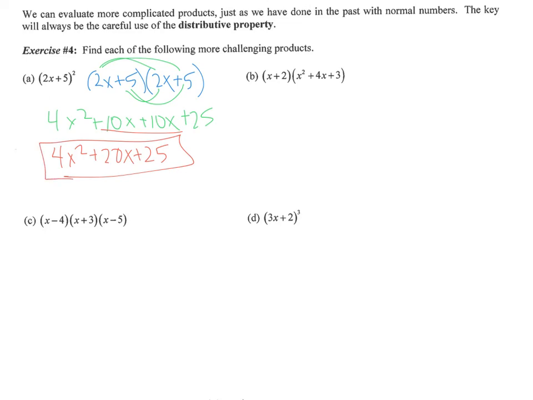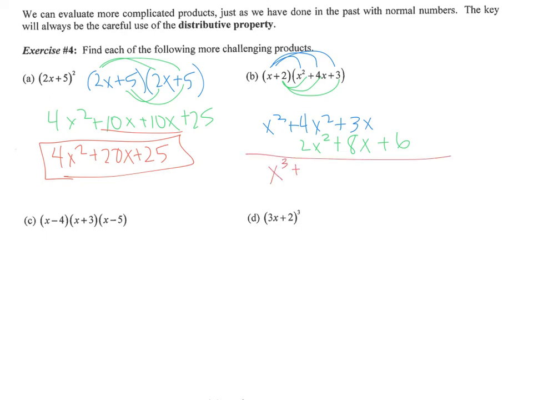Letter B is going to end up with a lot more in the answer. We have x times x squared is x to the third. X times 4x is 4x squared. X times 3 is 3x. But then I now have 2 times x squared is 2x squared. 2 times 4x is 8x. 2 times 3 is 6. Now we combine everything. We get x to the third, 6x squared, 11x, and 6.